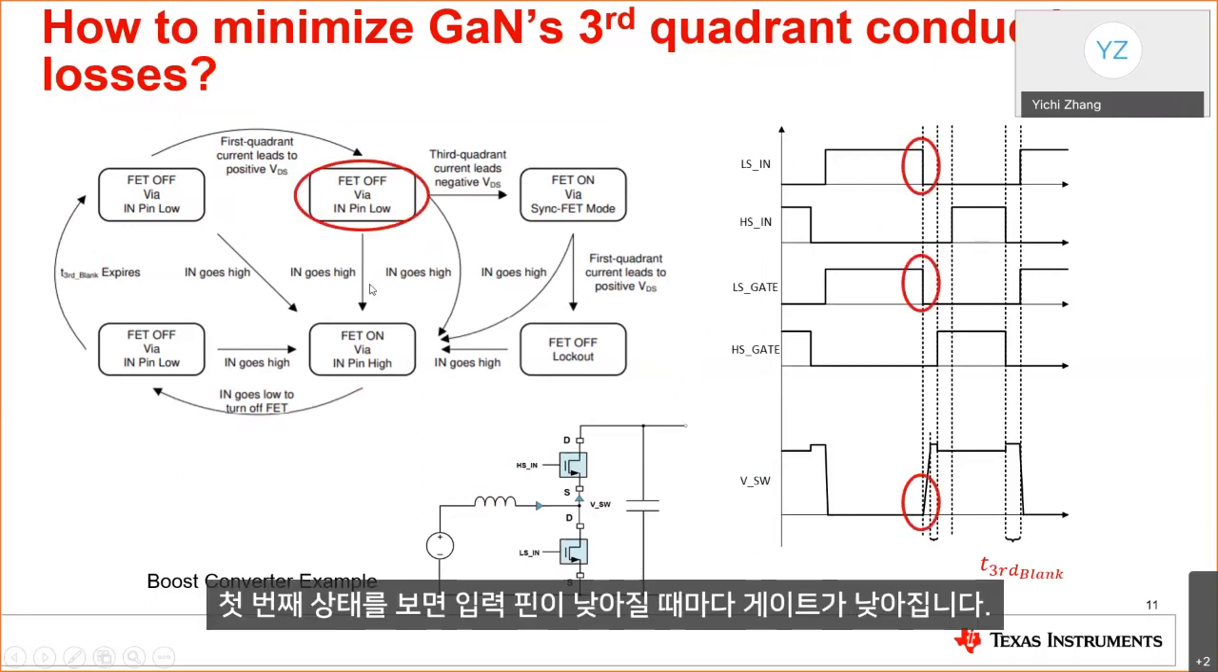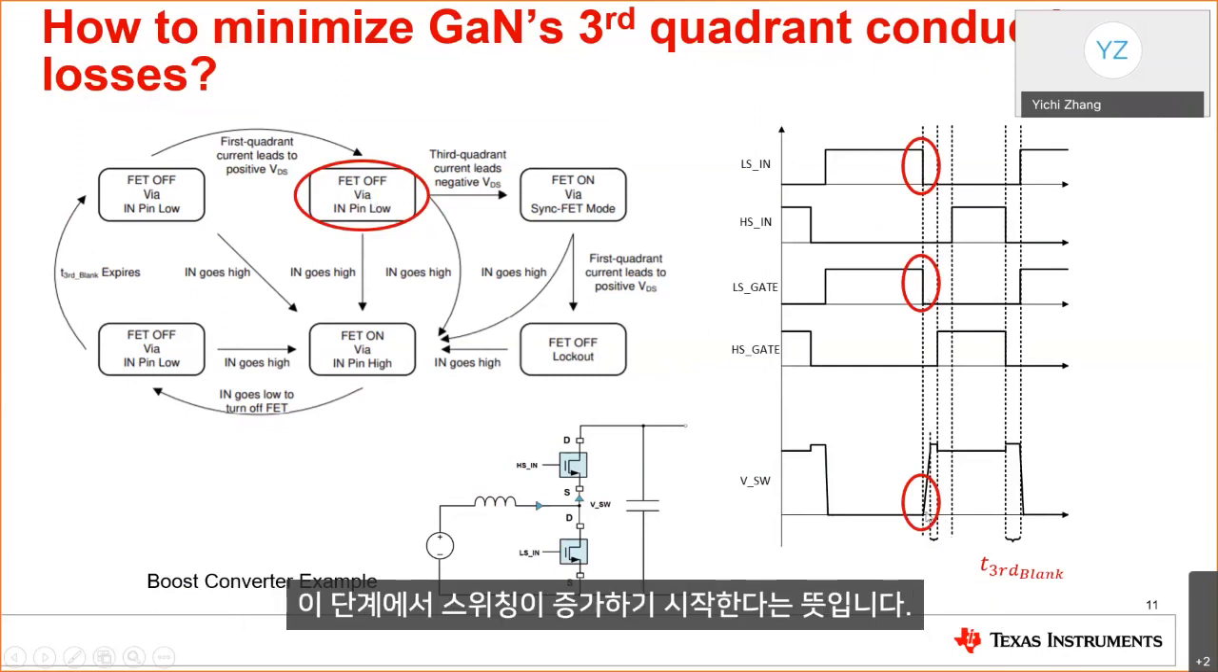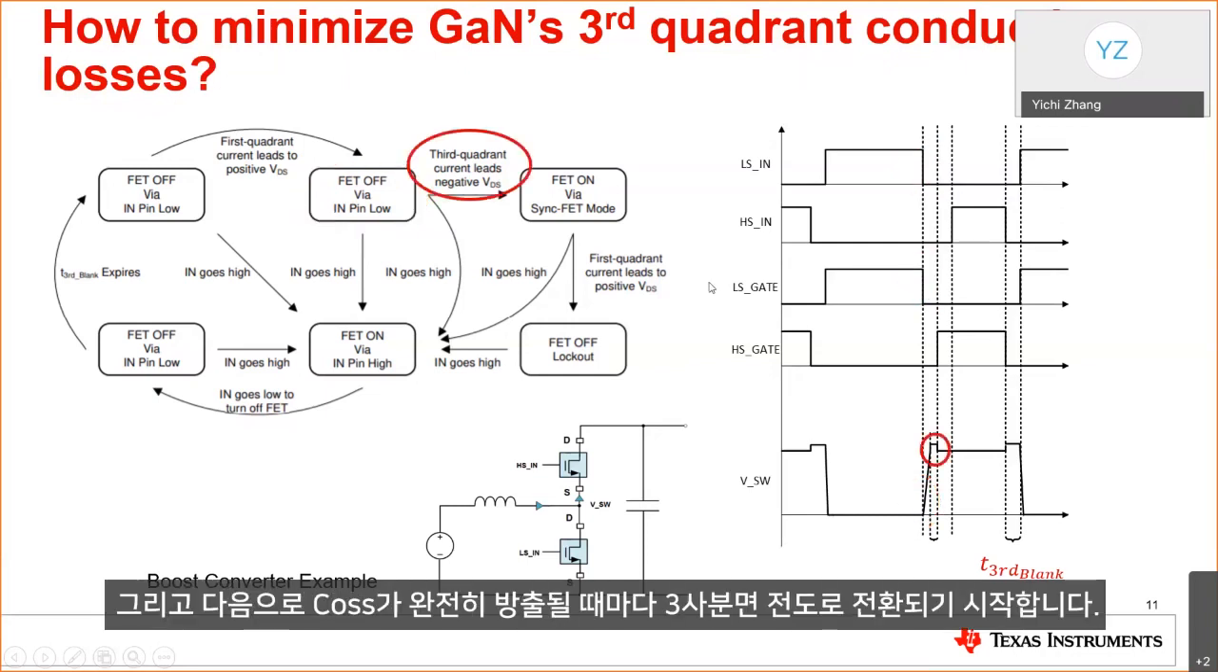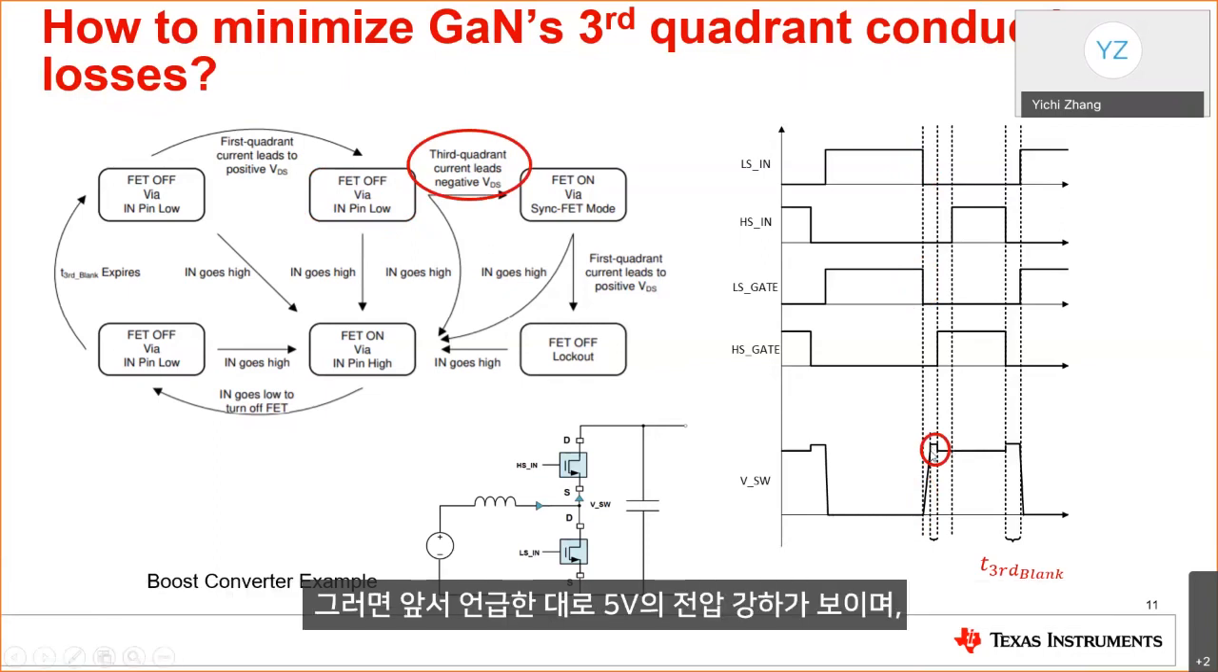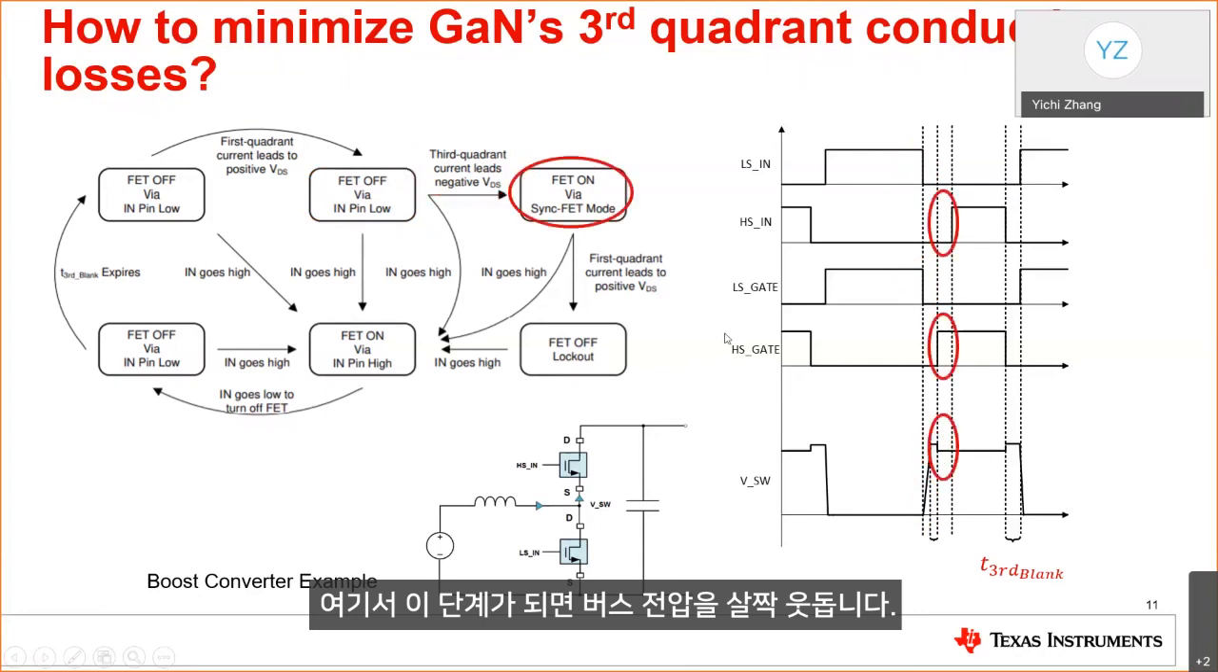Looking at the first state, whenever you have the input pin low, that will drive the gate low, which means that the switch node will be ramping up in this stage. And then next one is whenever the COSS is completely discharged, and you will start entering the third quadrant conduction, and you will see the 5 volts voltage drop I've been mentioning before over here. So it's slightly above the bus voltage in this stage.